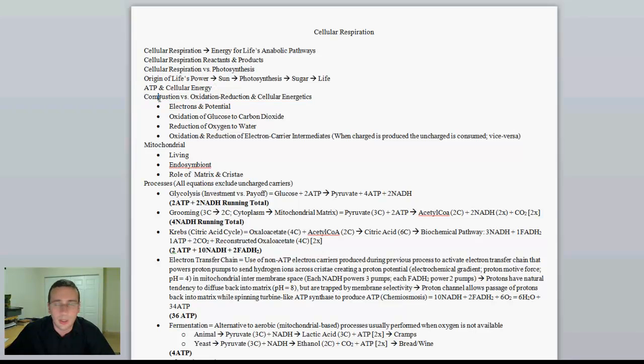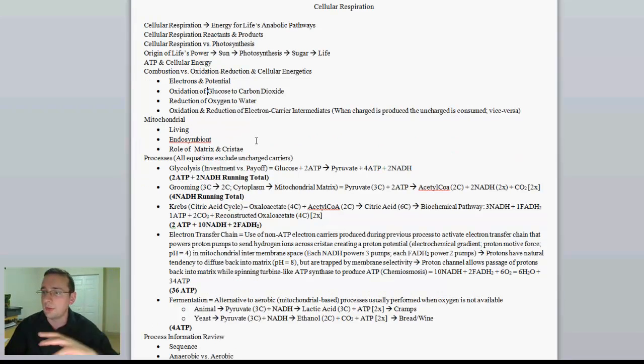You have to know what an oxidation reduction reaction is, and that electrons hold potential and charge, and that atoms that have more electrons are going to be highly charged. You have to know that glucose is being oxidized to reduce oxygen to water as glucose is oxidized to carbon dioxide. And you have to know about the oxidation and reduction of those intermediates, NAD, FAD, and ADP, to their corresponding charged versions.